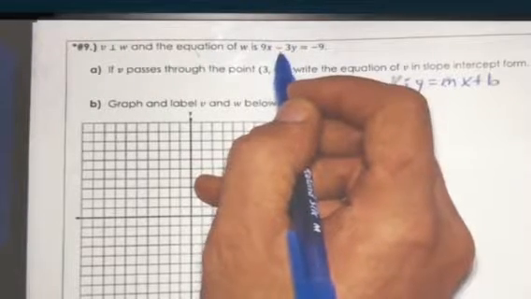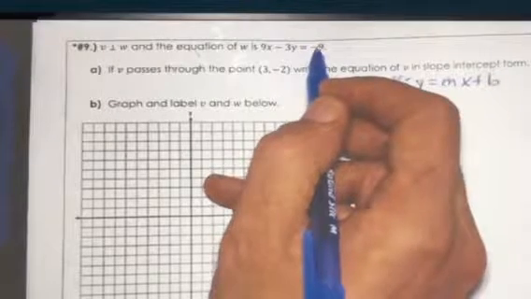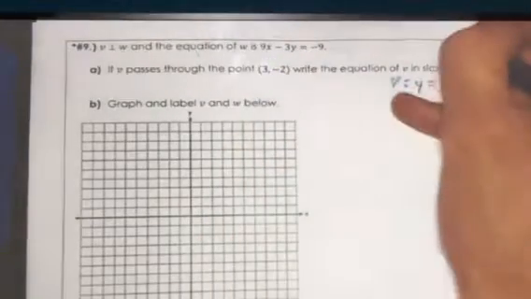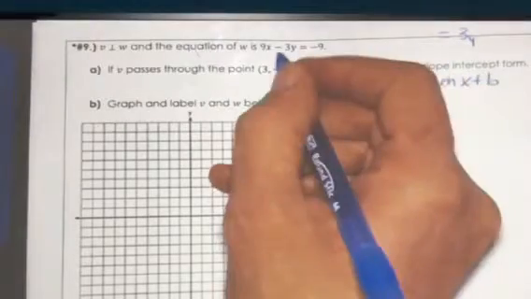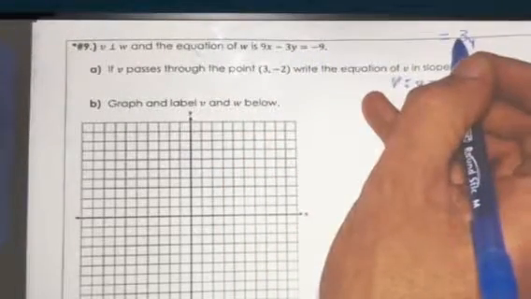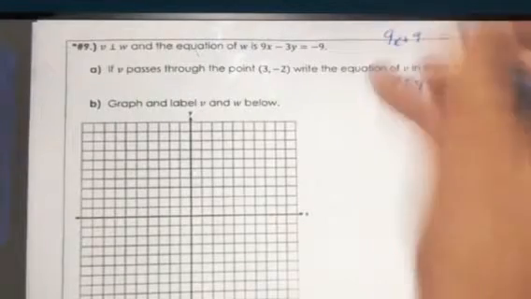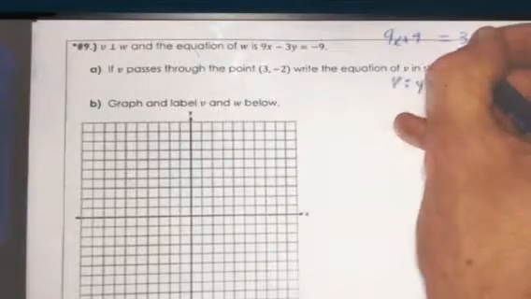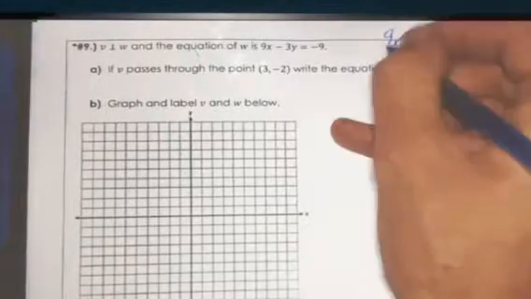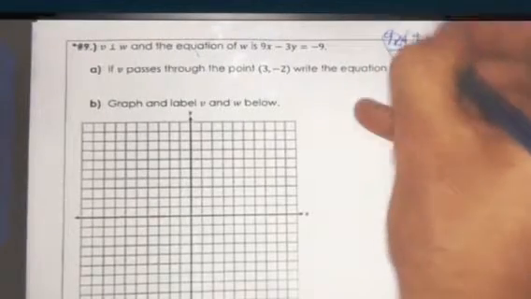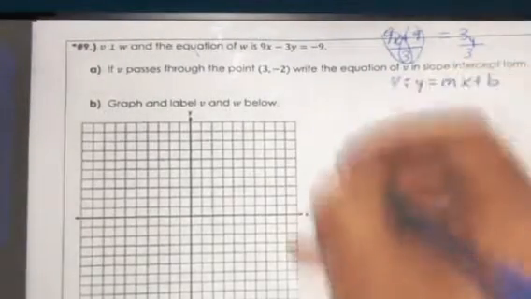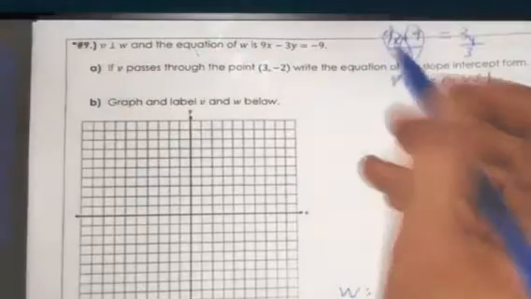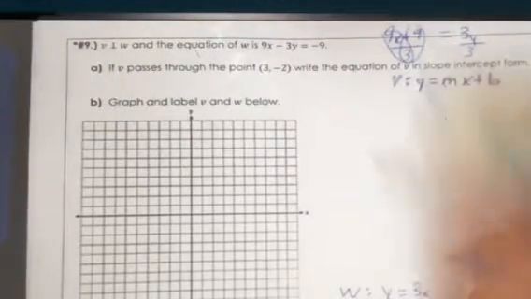So I'm going to add 3y to both sides and add 9 to both sides. So that looks like 3y equals, because we added it to both sides, now positive, 9x plus 9. That's adding 9. Now divide both sides by 3. Make sure we divide both of these terms. And for W, I'm going to write this down at the bottom. For W, we get y equals 3x plus 3.